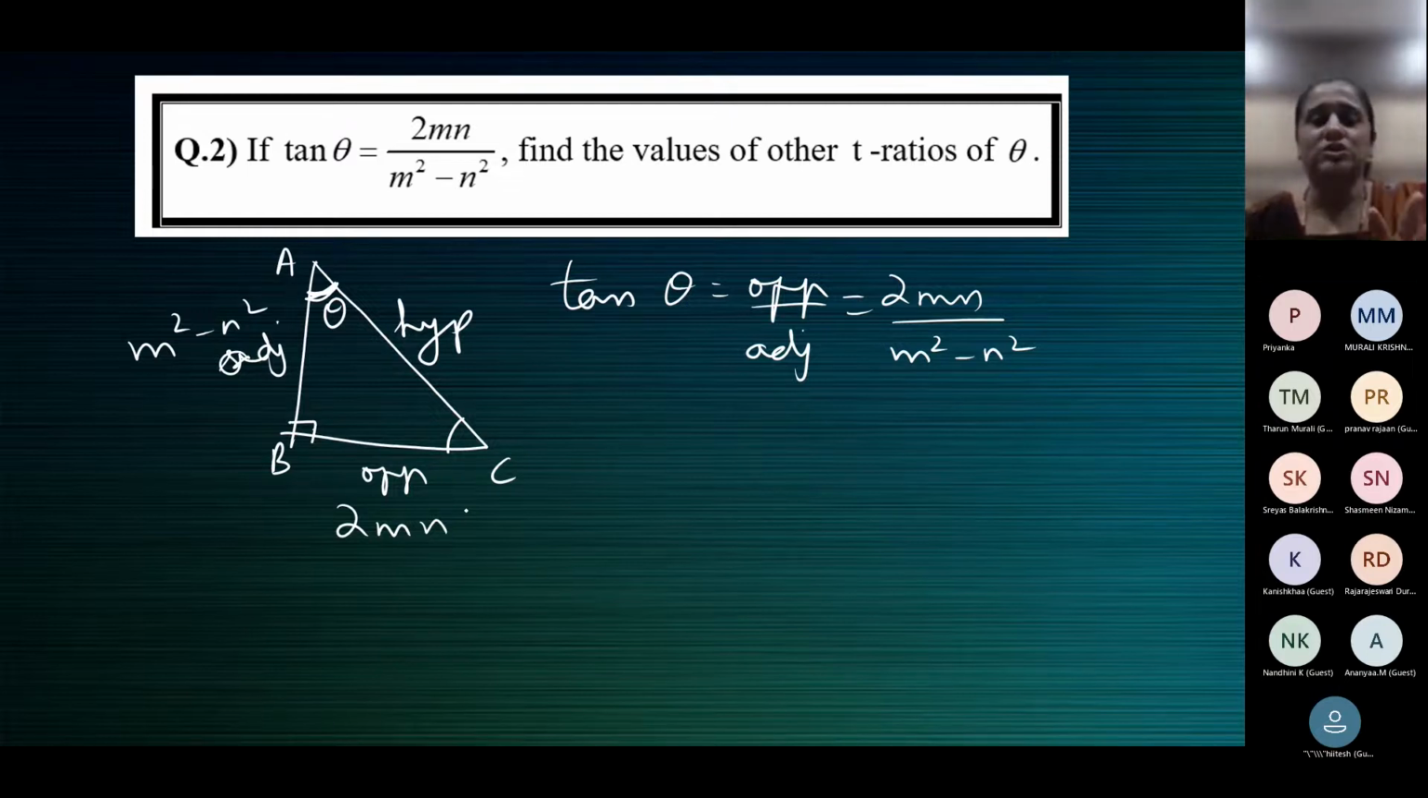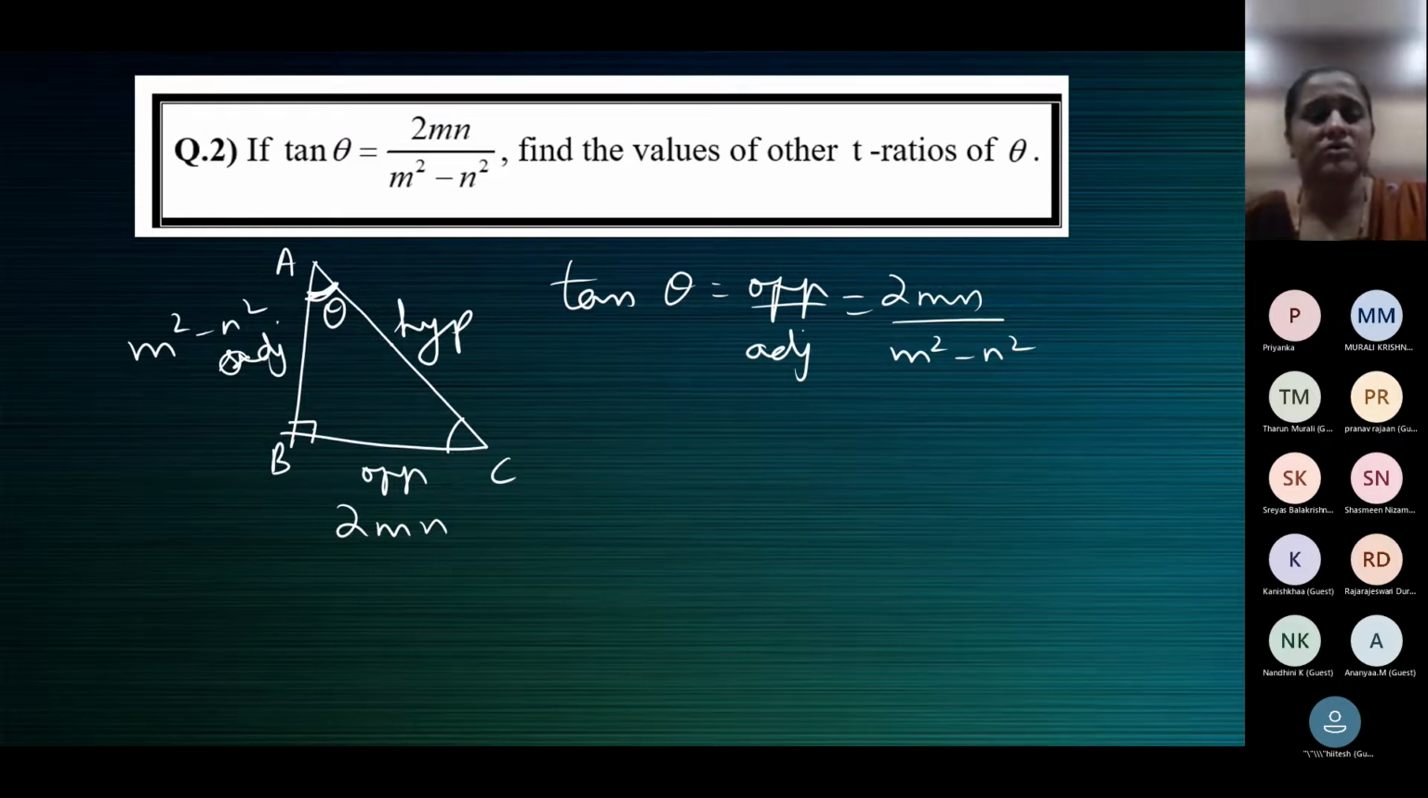The trigonometric ratio will connect two sides: opposite and adjacent, or opposite and hypotenuse, or adjacent and hypotenuse. So you will get values for two sides. The third side you can find using Pythagoras theorem. Somehow you can find the values for all three sides of the triangle. Then what? Find the t ratios.